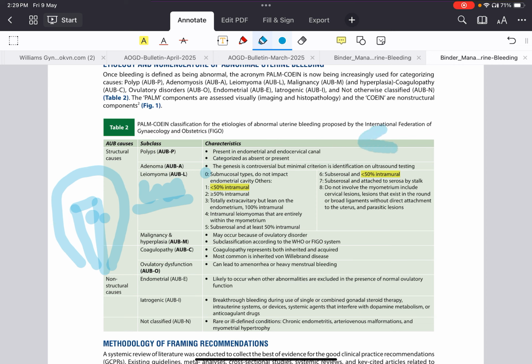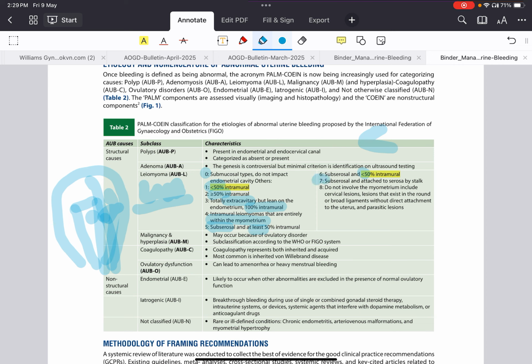One is less than 50% intramural. So from one onwards, you know it is intramural, right? One is less than 50%, two is more than or equal to 50%. Three is totally extracavitary, but 100% intramural. Four is intramural, entirely within the myometrium. Okay, five is subserosal and less than 50% intramural, 6 is more than 50% intramural.